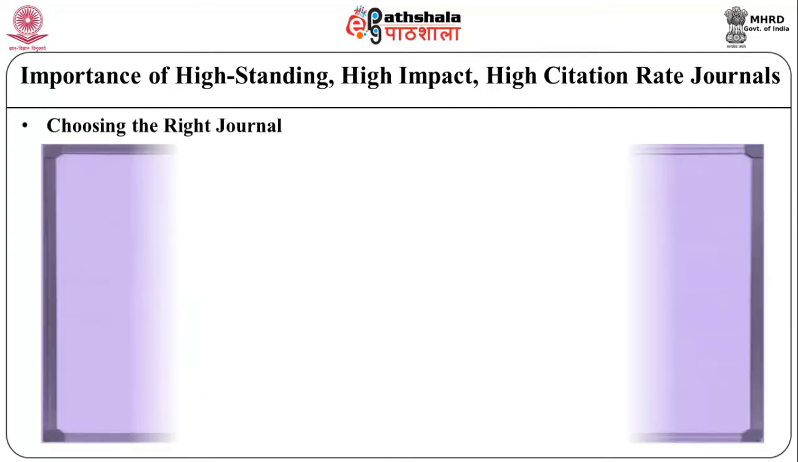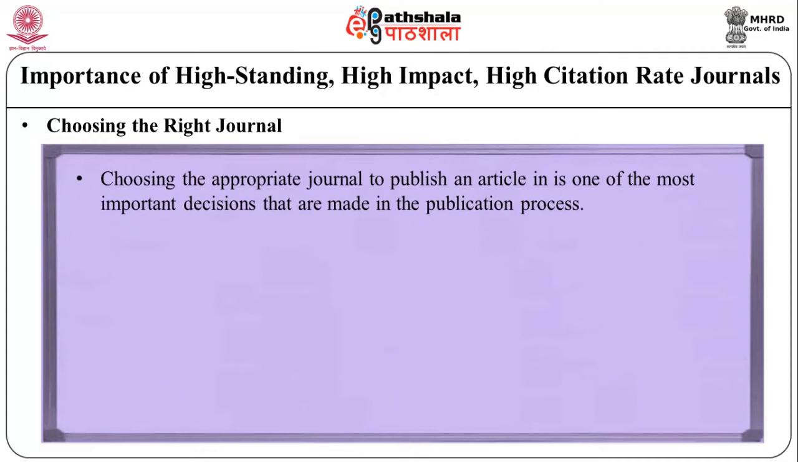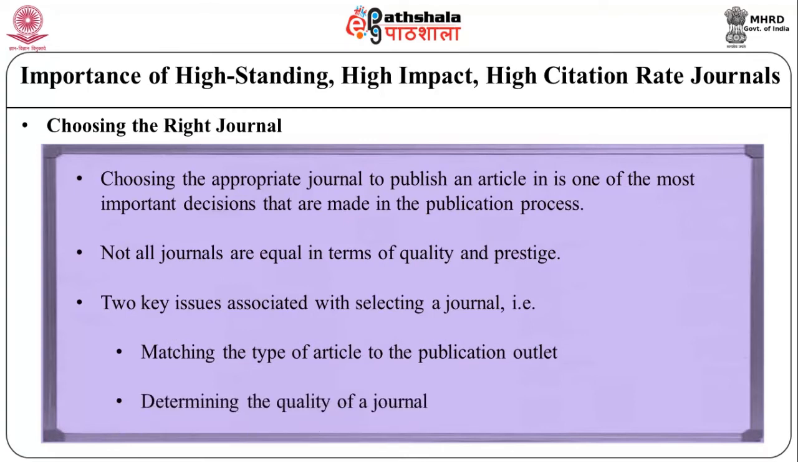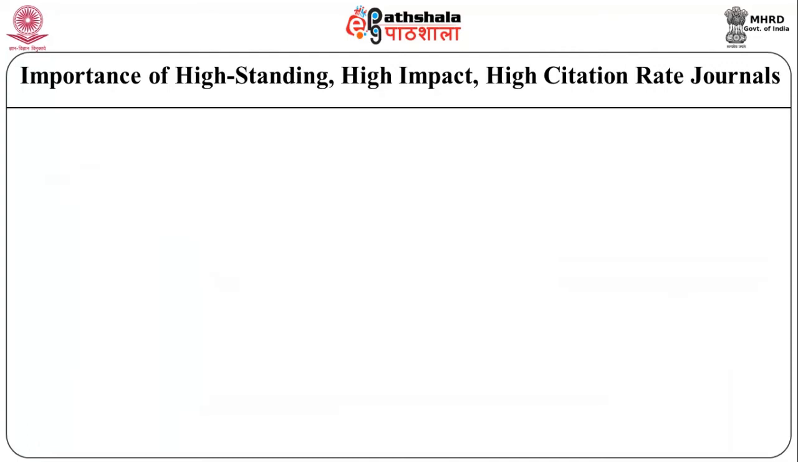Choosing the appropriate journal to publish an article is one of the most important decisions that are made in the publication process. Not all journals are equal in terms of quality and prestige. The two key issues associated with selecting a journal are matching the type of article to the publication outlet and determining the quality of a journal. Matching the article to the journal.